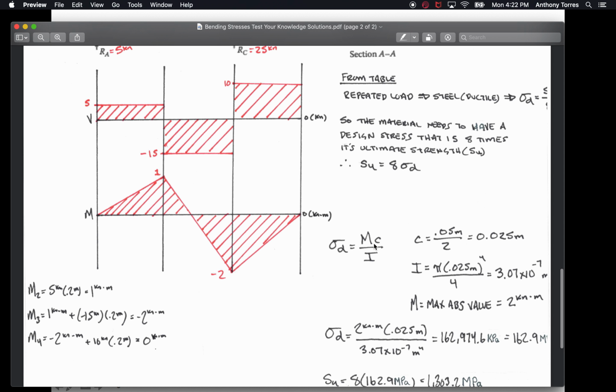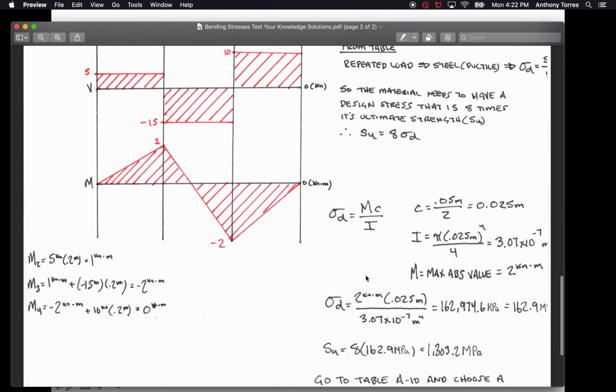Then I can plug that into the Mc over I equation. 2 kilonewton meters times c, which is 0.025 meters, divided by the I, which I just got, 3.07 times 10 to the negative 7, equals 162,974.6. This is kilopascals because I left this in kilonewtons. Kilonewtons divided by meters squared is a kilopascal. So then I wrote that as a megapascal, which got cut off. You just see the M here. So that's 162.9 megapascals, the design stress here due to bending.